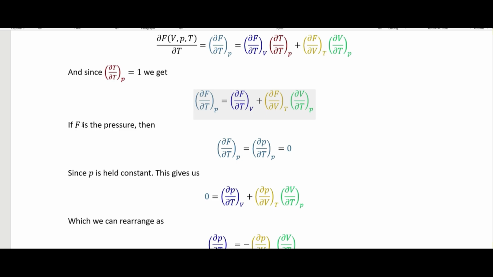But if f is just the pressure, then we get this. So we have the partial of f with respect to temperature, but we are saying that this is the partial of pressure with respect to temperature, but we're holding pressure constant, so this will be equal to 0 because the pressure is not changing.